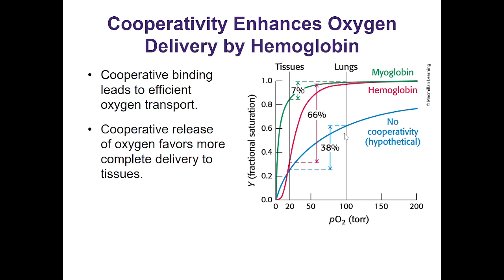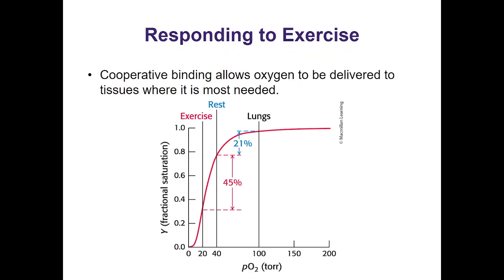That's the official term. This would be a hypothetical hemoglobin with no cooperativity. And so it has a logarithmic relationship, but doesn't bind as well as myoglobin. And what you can see is with no cooperativity, you would get about 38%. So, I mean, better than myoglobin, but not as good as cooperativity, right? Considerably worse. Okay, so this also allows you to deliver oxygen from the lungs to the tissues that need it the worst.